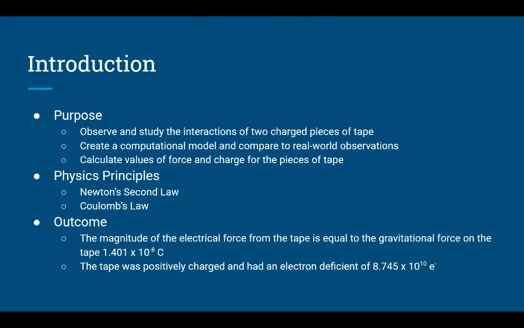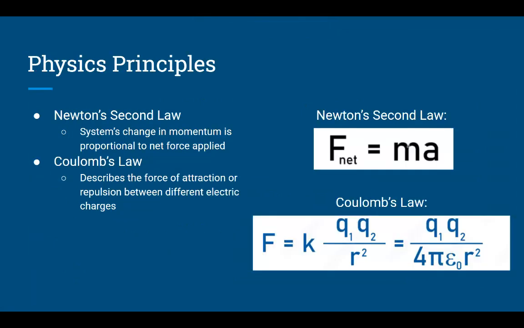So, the introduction. The purpose of this lab was to observe and study the interactions of two charged pieces of tape, and then create a computational model and compare this to our real-world observations and calculations, where we would calculate the values of force and charge for the pieces of tape. The physics principles are Newton's second law and Coulomb's law. The outcome is that we found the magnitude of the electrical force of the tape to be equal to the gravitational force, and that the tape was positively charged and had an electron deficiency of that number right there, which I'll show you the calculations for later.